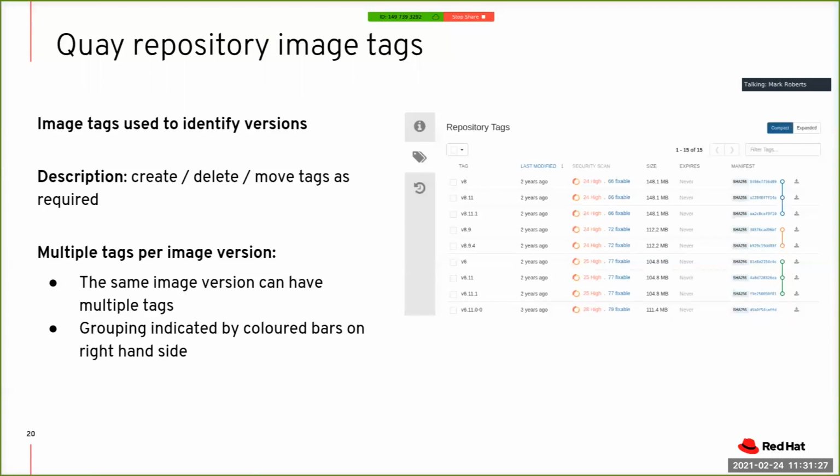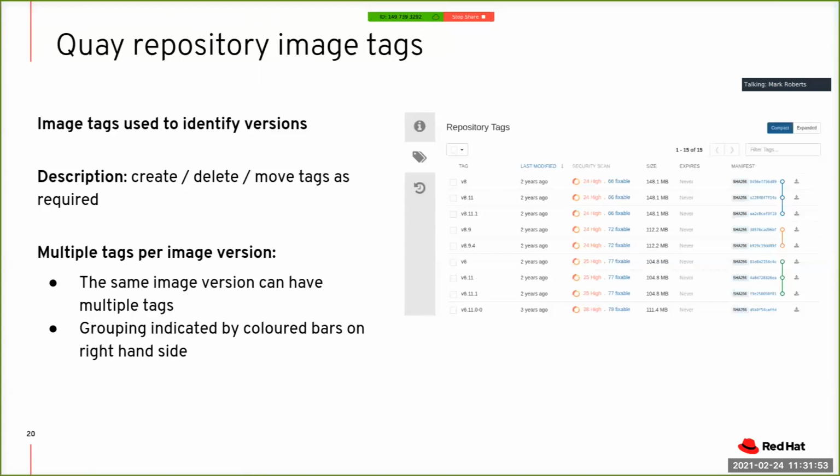Our Quay repository images have tags. So multiple tags exist here. We've got version 8 going through to version 6 there. So the newer ones are at the top, the older ones are at the bottom. And it shows us when they were modified, the security scan results. There are quite a few vulnerabilities there, the size, when they expire. And then we get this nice grouping on the right-hand side with those 3 circles there, the blue and the orange and the green.